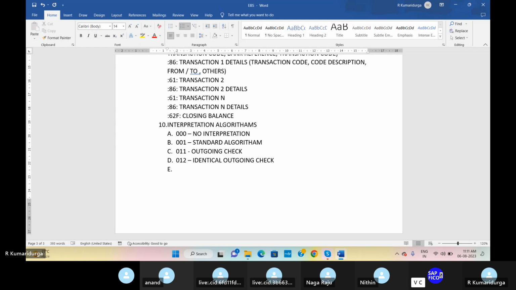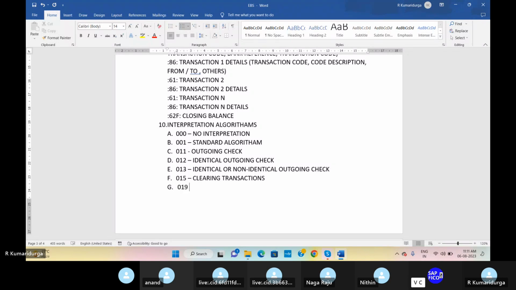To remember all these things, I'm getting a headache. 013, identical or non-identical outgoing check. Then the next one, 015, that is clearing transaction.